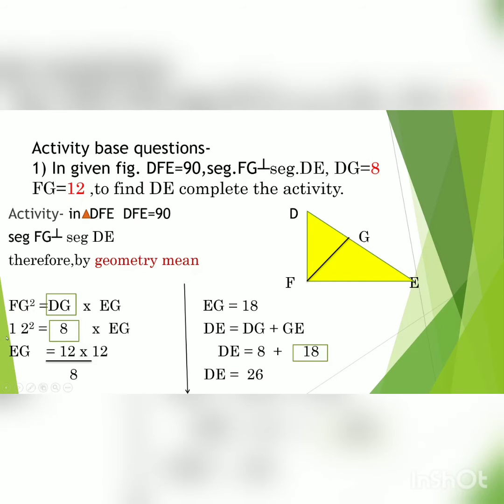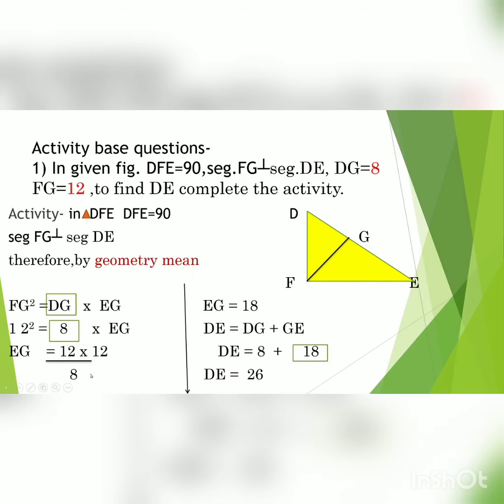In the next step, put the value of FG which is given, 12. 12 square is equal to the value of DG, which we also fill in this bracket as 8, into EG. Therefore, EG is equal to 12 square, 12 into 12 upon 8, because 8 is transferred to the LHS. After dividing, you get EG is equal to 18.